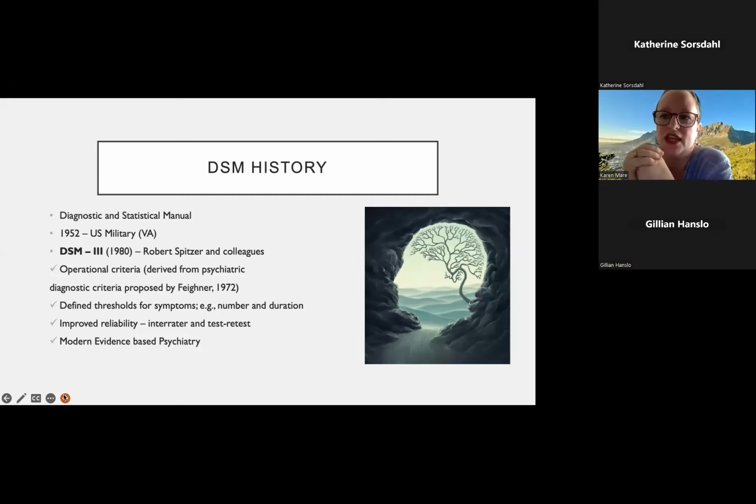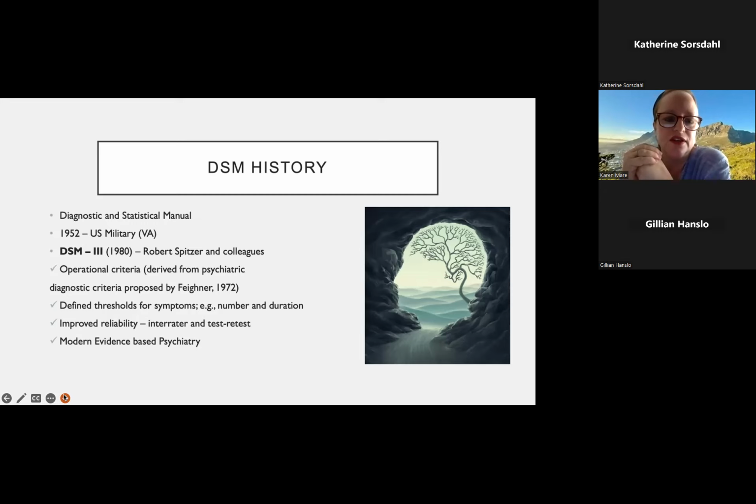So instead of saying you have a low mood or you have several associated symptoms, they very much specified you need to have at least 4 symptoms, or the low mood has to be present for at least 2 weeks. So things were very operationalized.